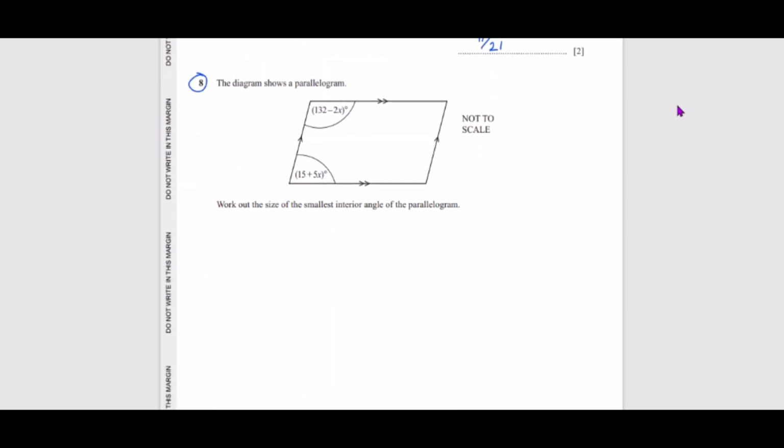Question number 8. The diagram shows a parallelogram. Work out the size of the smallest interior angle of the parallelogram. This is a straight line, so the angles on a straight line are equal to 180. The sum of these angles, 132 minus 2x plus this angle 15 plus 5x, so these two angles are equal to 180.